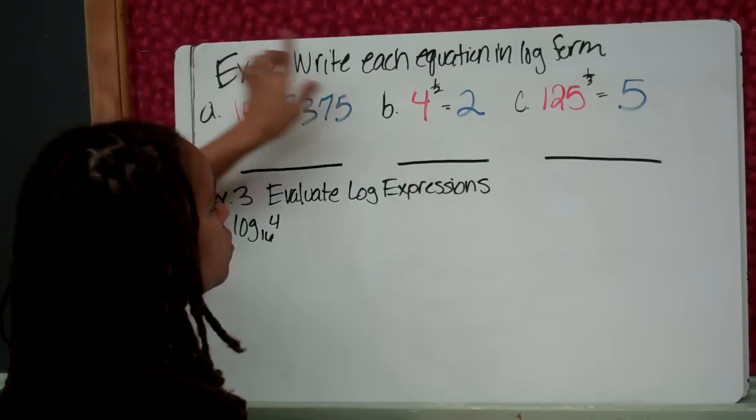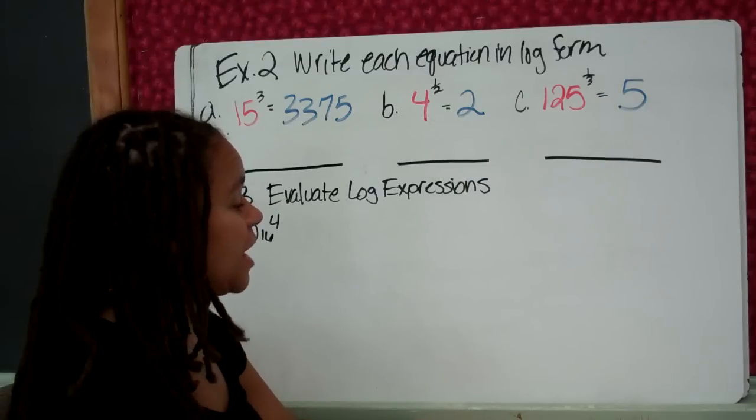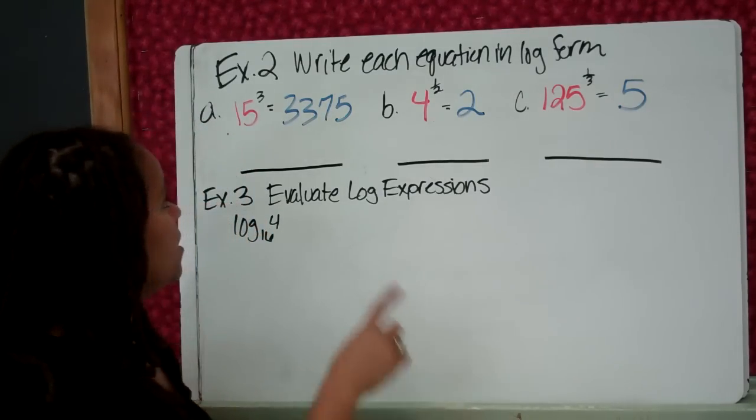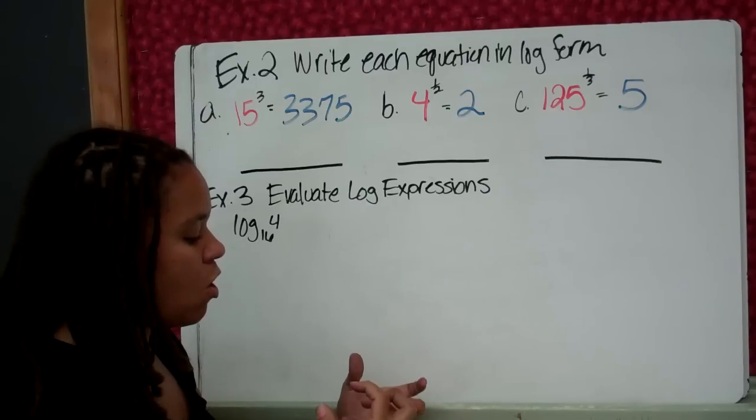So example 2, write each equation in log form. Now we want to go the other way. We wrote them in exponential form, now we want to write in log form. So we have 15 to the power of 3 is equal to 3375. What if we want to write this in log form?